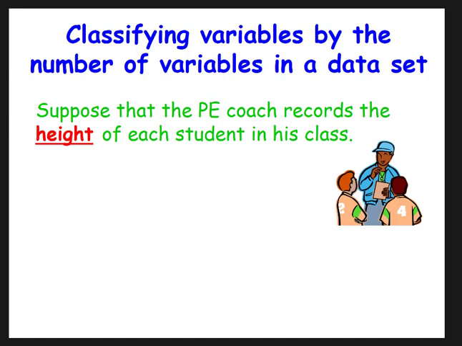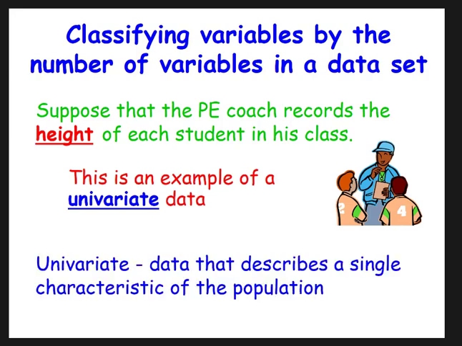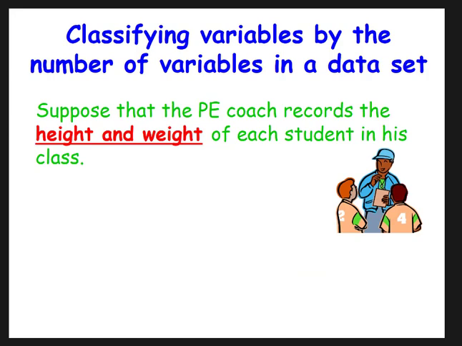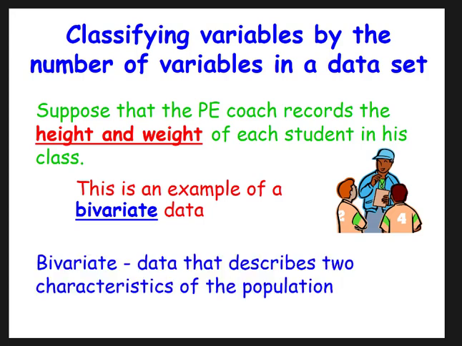So suppose that a PE coach records the height of each student in his class. This is an example of univariate data because we're only using one variable, the height, not comparing it to any other variables. But suppose the PE coach wants to record height and weight of each student in the class. This is now bivariate. You have two data sets drawn from the same sample or population. You're drawing two different values and you're comparing those values. You're analyzing them together or against each other. So it describes two characteristics of the population.